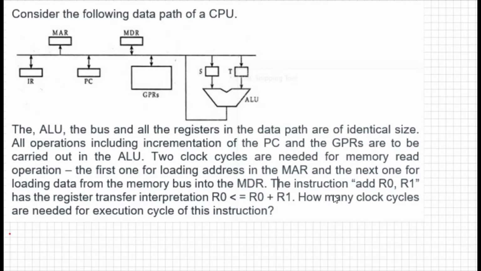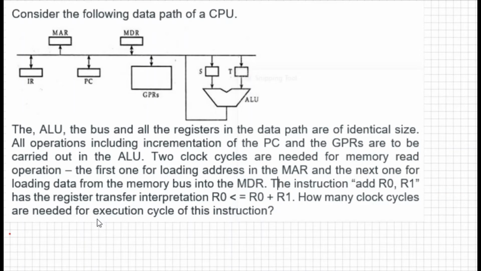Now the instruction ADD R0 and R1 has the register transfer interpretation R0 equals R0 plus R1. What it means is the operand of R1 will be added with the operand of R0 and the result will be stored in R0. How many clock cycles are needed for the execution cycle of this instruction?